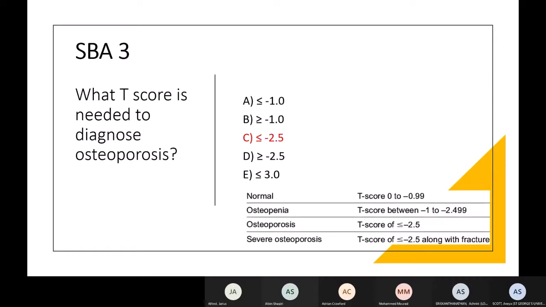So yeah, correct. The answer is C. So osteopenia is kind of the one stage before diagnosing osteoporosis. So you've got slightly less density to your bones, and then osteoporosis is where you're really at risk of those pathological fractures. But you just kind of have to memorize, but -2.5 is the thing, which seems like you already know, so just keep that in mind for exams.